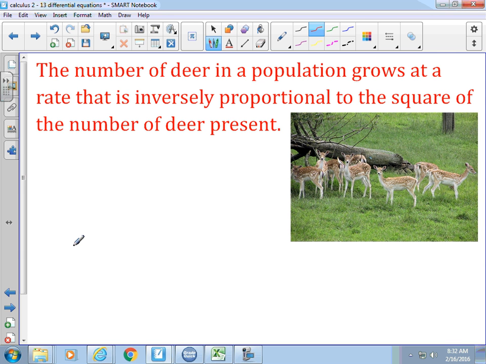The number of deer in a population grows at a rate that is inversely proportional to the square of the number of deer present. This almost feels like we're in a geometry class for a moment, doesn't it? Talking about proportionality, direct proportionality versus inverse proportionality. Do y'all remember those words from geometry? And then I think you learned them again in Algebra 2.